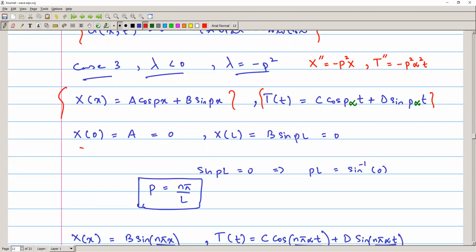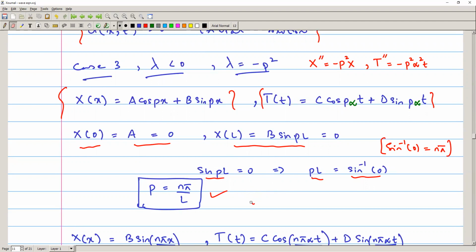From the first boundary condition, X of 0 is equal to 0, we get A is equal to 0. For X of L is equal to 0, we will find the eigenvalue for this equation. We are already familiar with this phenomenon: sine of pL is equal to 0, therefore pL is equal to sine inverse of 0, and sine inverse of 0 is equal to n pi. So this will be the eigenvalue for this problem.